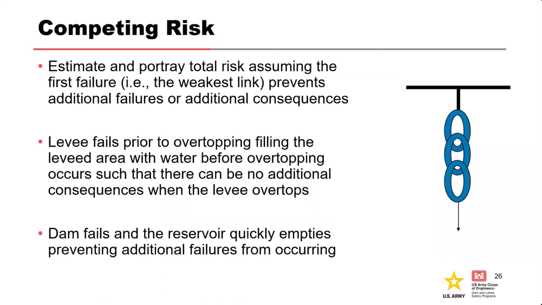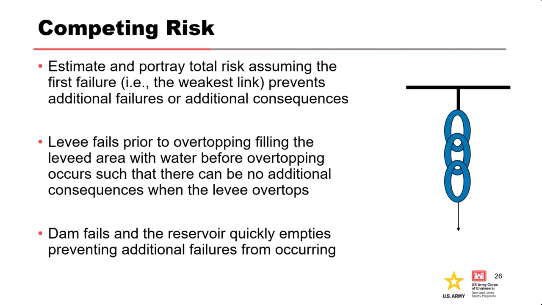So if you think of it like a chain link, right? If you pull on this chain link, when it fails, what's going to happen? Well, the weakest link is going to fail, and then once it fails, there's no more chain, so none of the other links can fail, right? So you're only going to get one failure. So that's the concept, and a couple examples here where it might apply in a dam or levee risk analysis.